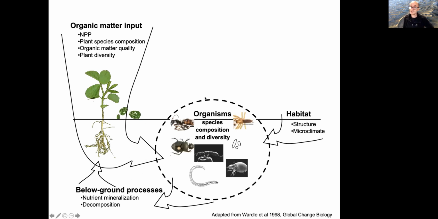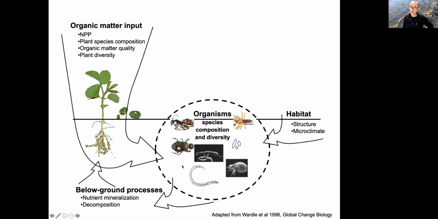And there's a range of organisms that vary in species composition, in their richness, these little things that we refer to as the mesofauna, above and beyond the microbes, the fungi and the bacteria that are processing that litter directly.